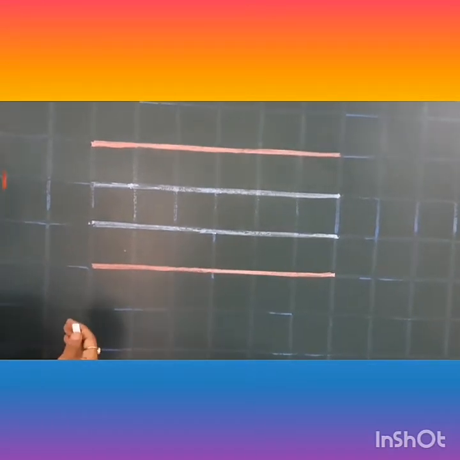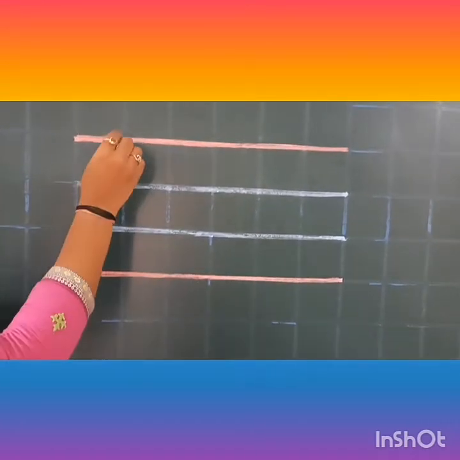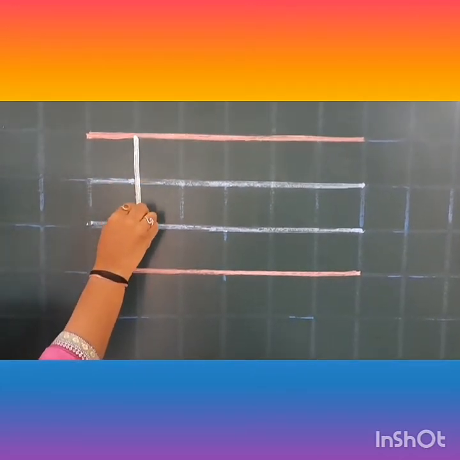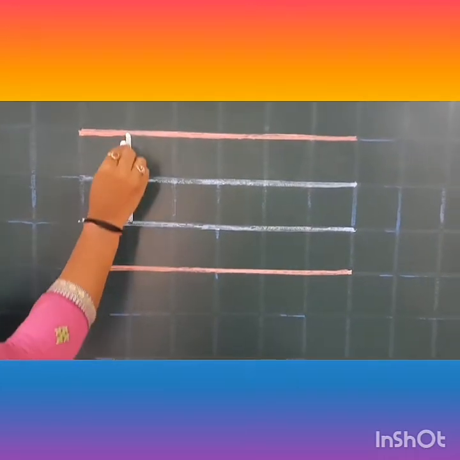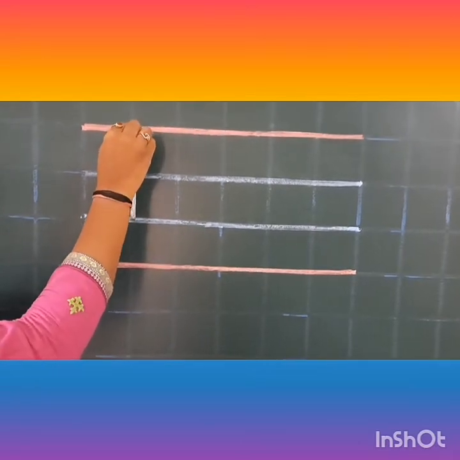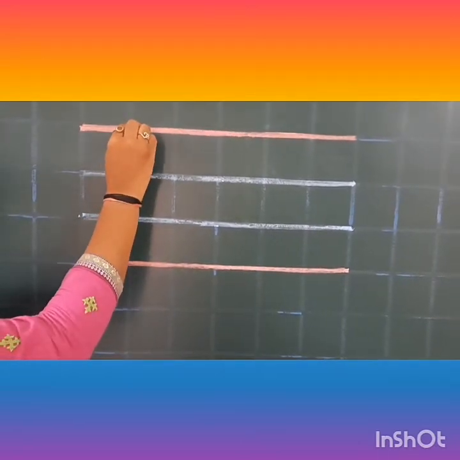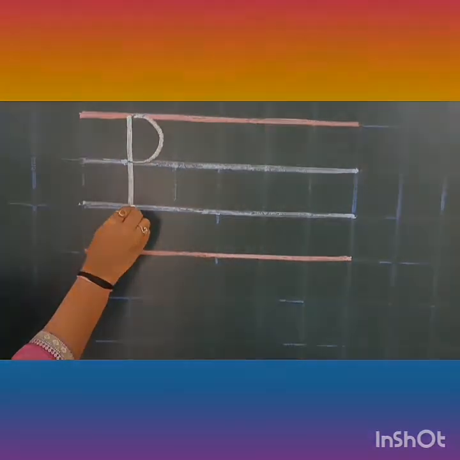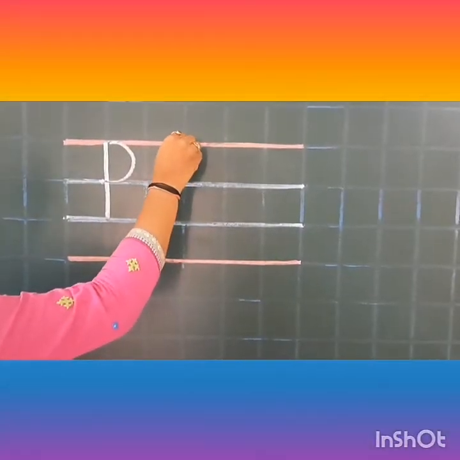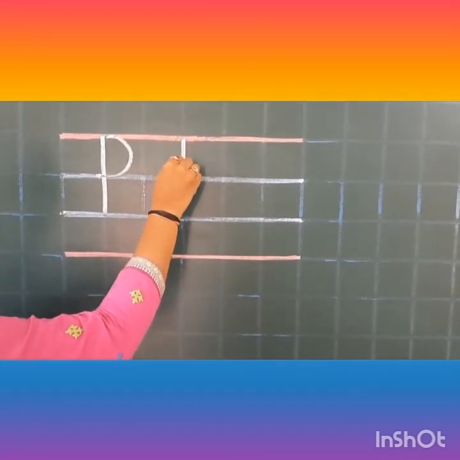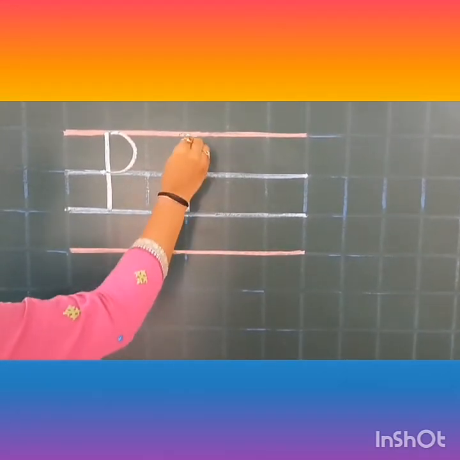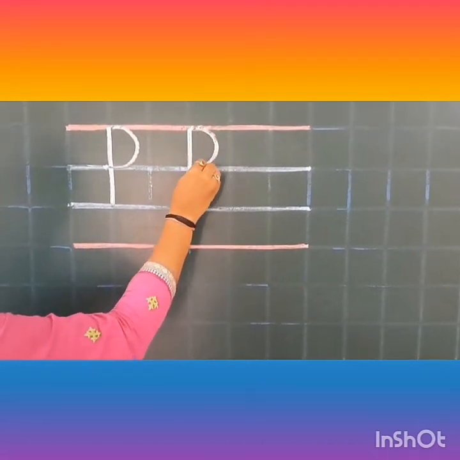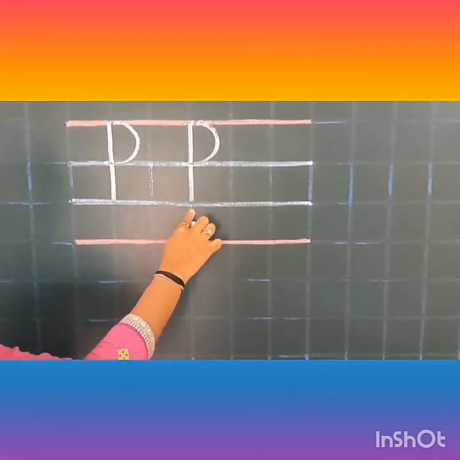Now let's see how to write capital letter P. First red line to second blue line, make one standing line. Then first red line to first blue line, opposite C curve, capital letter P. Now one more time. First red line to second blue line, make one standing line. Then first red line to first blue line, opposite C curve, capital letter P.